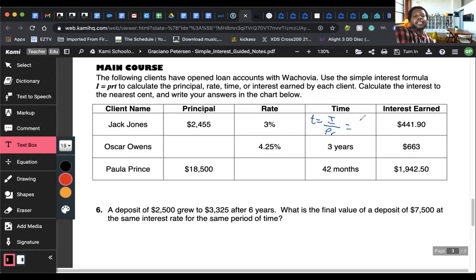So how long did it take Jack to earn that interest on his principal at that 3% rate? How many years?